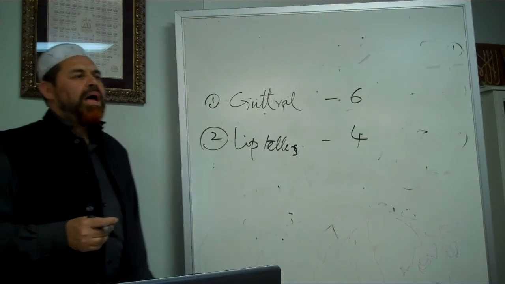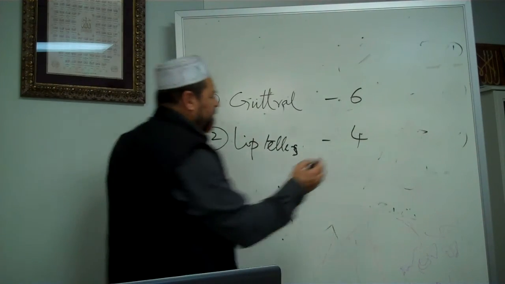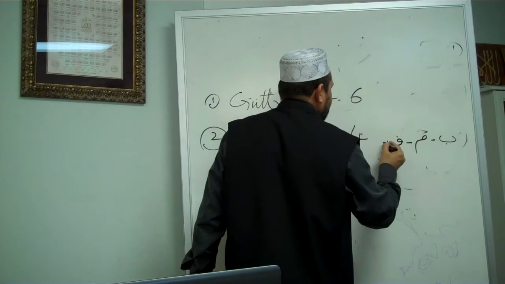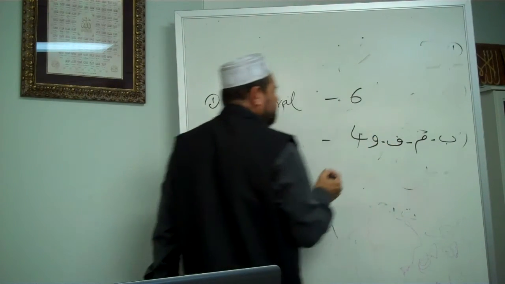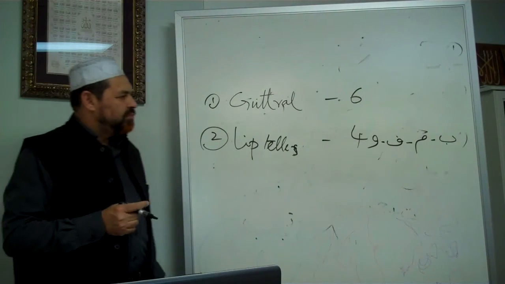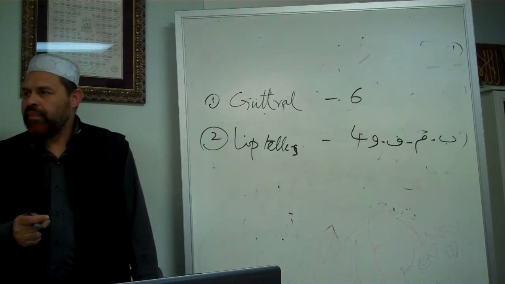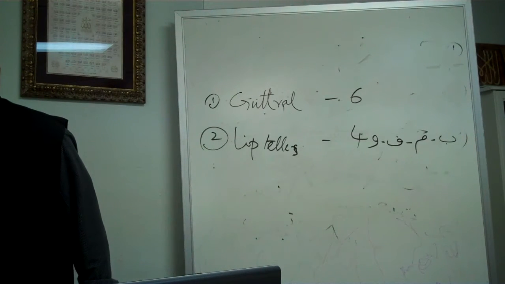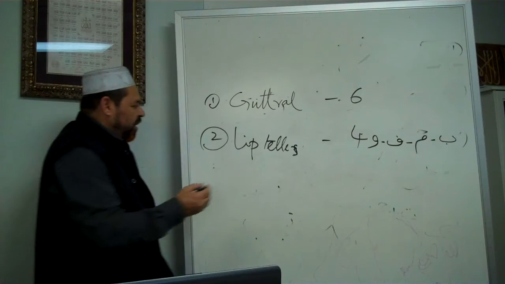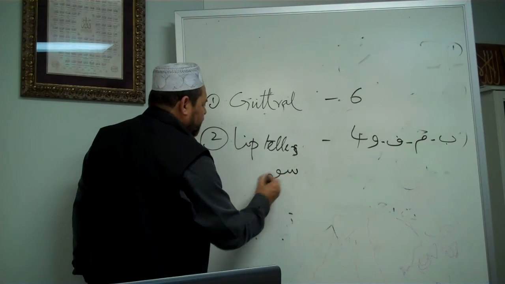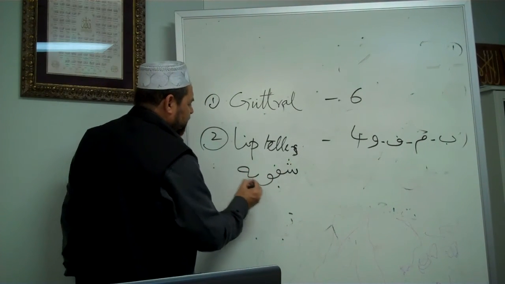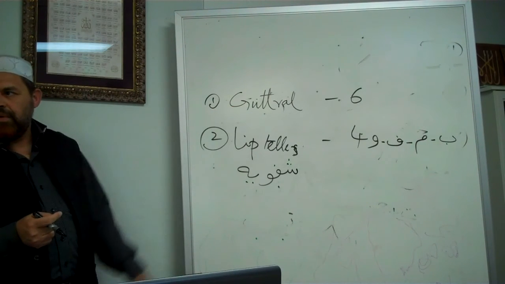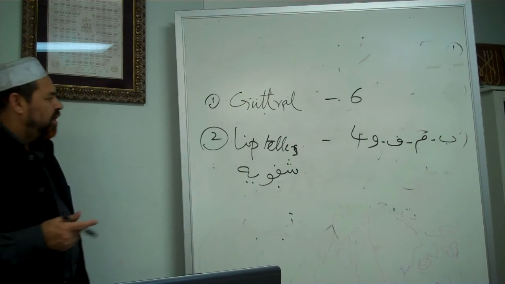They are ba, mim, fa, and waw. What do we call them? Al-huruf al-shafawiyya, lip letters. Shafawiyya: sheen, fa, waw, ya. If you are writing in Arabic, it will be like that. And the first one, al-halaqiyya, comes from halaq, throat.